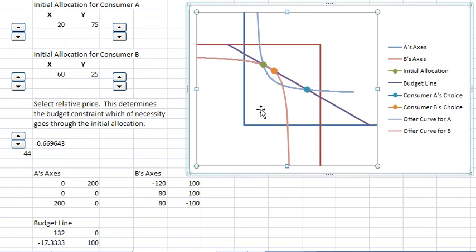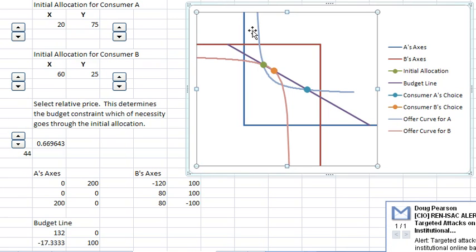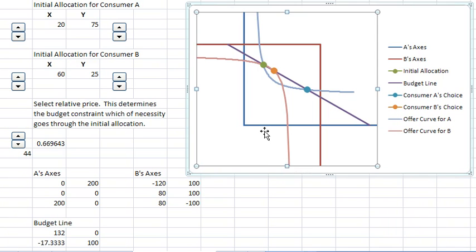I've also got indicated the loci of choice. This loci is the offer curve for A. This loci is the offer curve for B, and I seem to have an email coming in at the same time. So the offer curves show how the choices will vary as the relative price changes. The goal is to find out where A's choice and B's choice coincide.